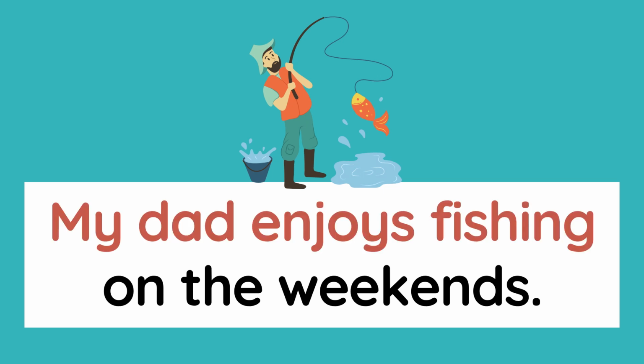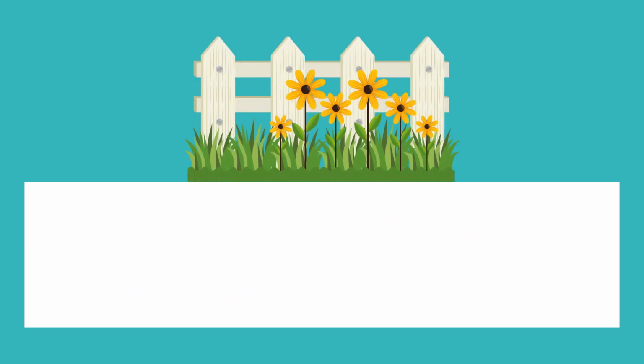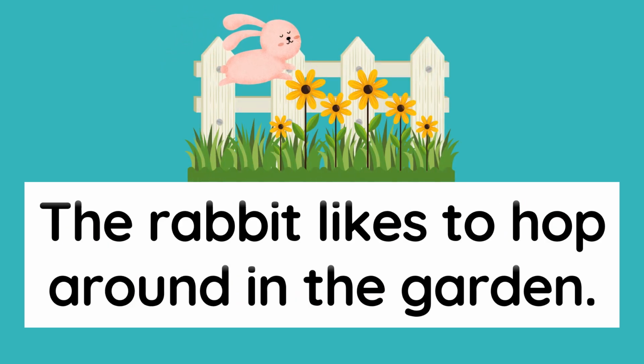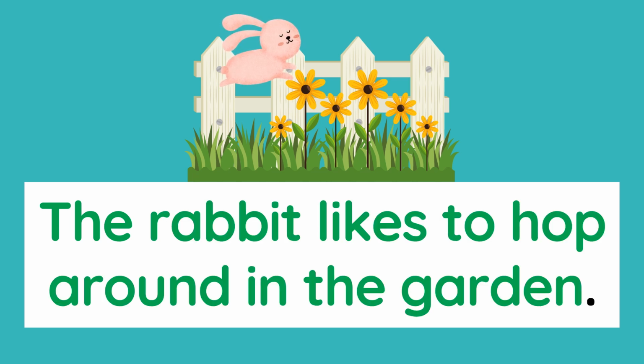My dad enjoys fishing on the weekends. Let's repeat. My dad enjoys fishing on the weekends. The action word is enjoys. The rabbit likes to hop around in the garden. Let's repeat. The rabbit likes to hop around in the garden. The action word is likes.